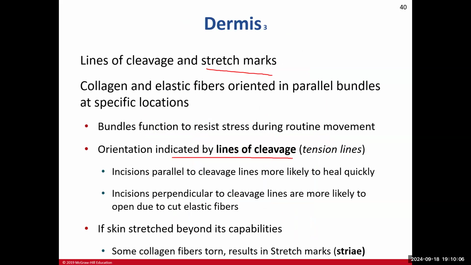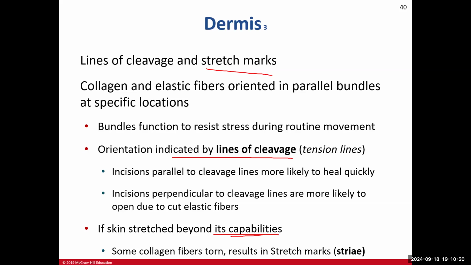So some of us may have experienced stretch marks. And what causes that to occur is when these collagen and elastic fibers are tensioned past their ability to withstand that stretch and tension. So what will happen is we exceed the capabilities of those tissues, and we'll start to damage and tear those protein fibers. And so it will leave these striae, which are stretch marks.